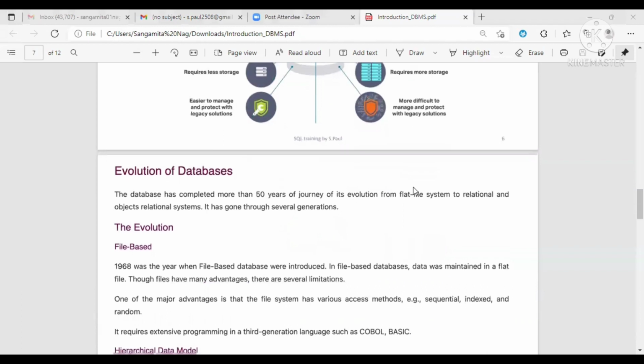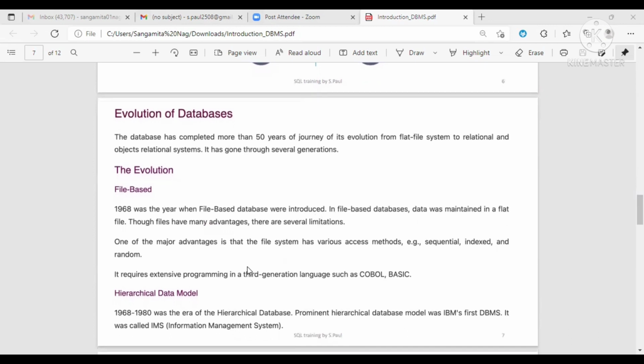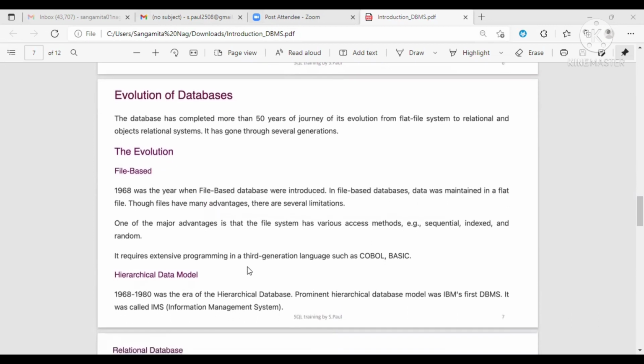So let's move on to the evolution of databases. It's just more like storytelling, and you will feel like this is a history class going on, but that's fine. Bear with me for this introduction class, and from tomorrow we will focus more on the SQL side. So let's move on to how the databases evolved over time.